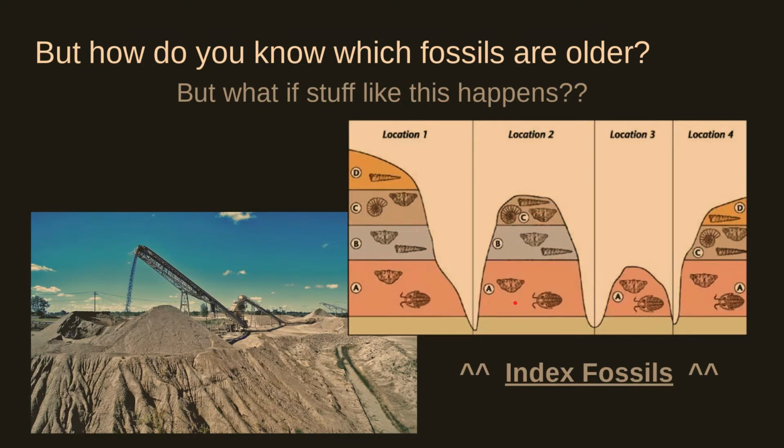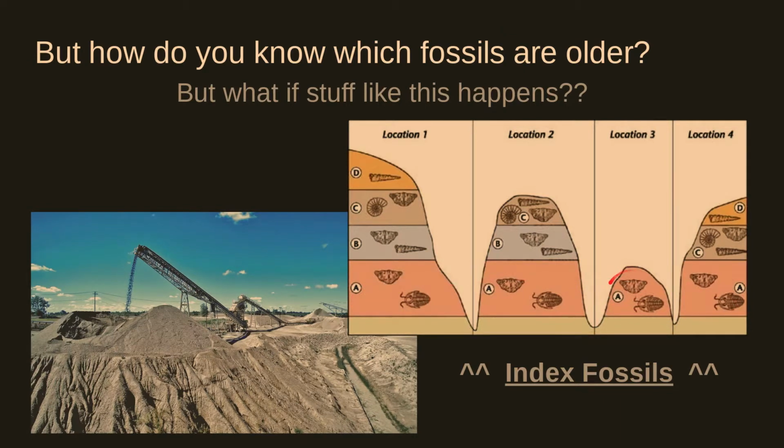So how do we know, this is on top, so this must be the most recent, right? But this is also on top, so this must be recent, right? But it's not, because this is back in layer A. So an index fossil essentially tells us what layer we're looking at. So if you look through this, for instance, this little thing looks like a cockroach. We only see that in layer A. So if we find a fossil next to one of these little cockroach thingies, we can assume that those are both from this deep down layer.